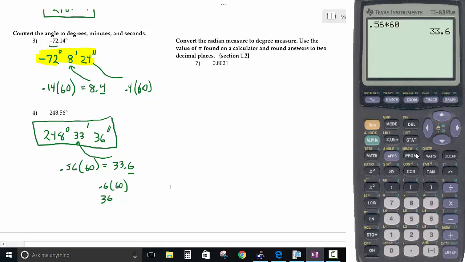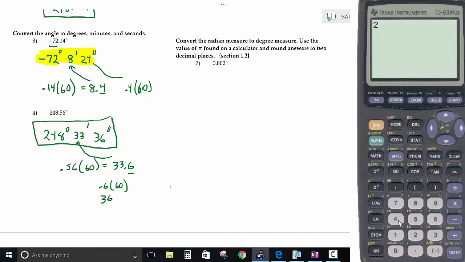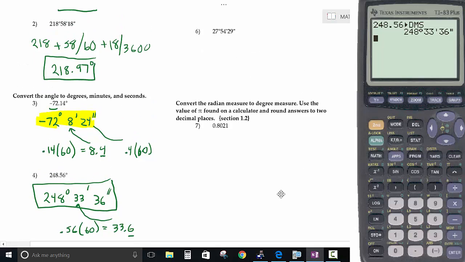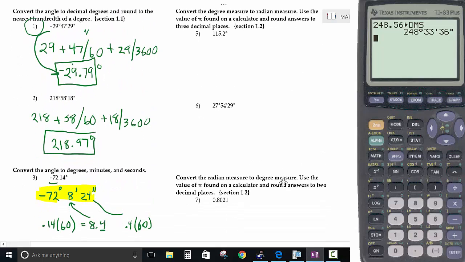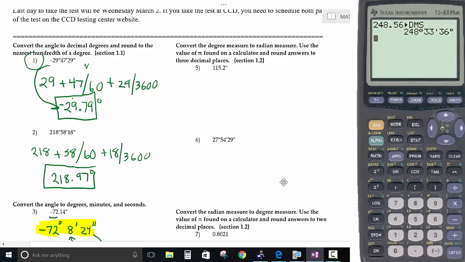Okay? And again, you can also do that with that DMS key. You can go 248.56 and second apps to get the angle command to come up, get DMS to come up, and then you got the same answer. Okay, so take your pick in the way you want to do that. Okay, moving on.